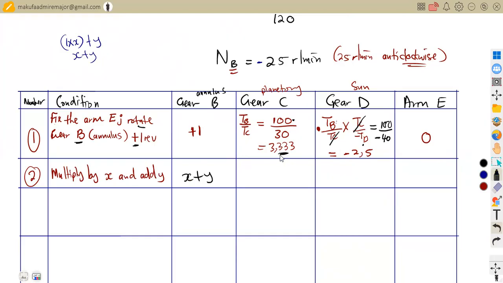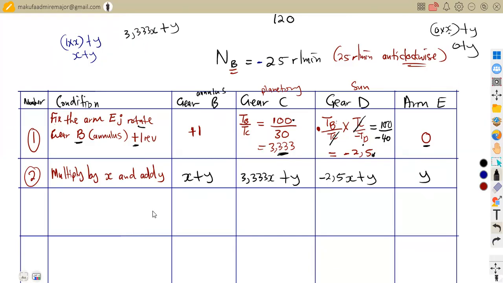The same, this part here, you multiply by X. So it's going to be 3,333X. Then you add Y. So that is the whole condition, 3,333X plus Y. You do the same, you multiply this value by X: minus 2,5X plus Y. The same, you multiply this value by X, so it is 0 times X plus Y. So 0 times X, that's a 0 plus Y, meaning you're going to remain with a Y there. All right, you're done.